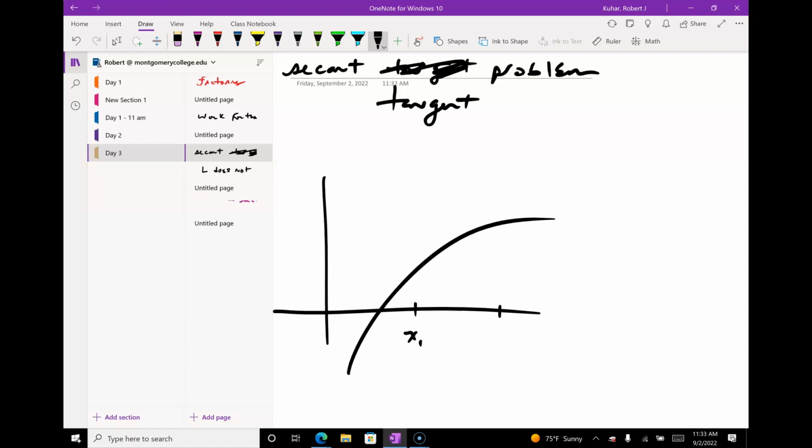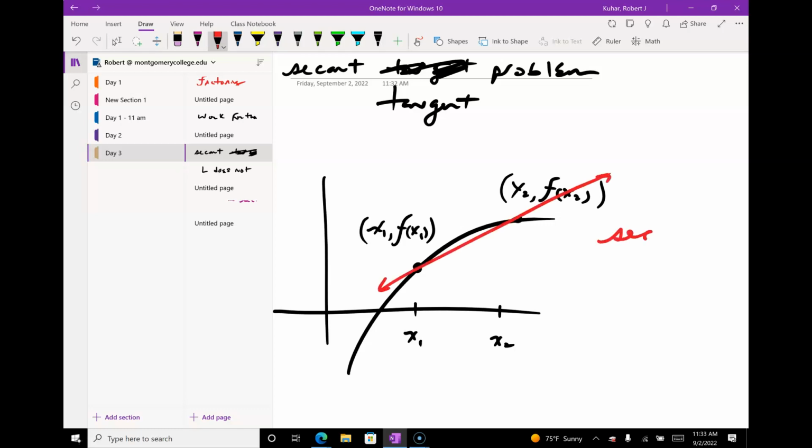So, we've done secant problems before in pre-cal, right? We have an x sub 1 and x sub 2 on our axis. And then, of course, we have x sub 1, f of x sub 1, right? x sub 2, f of x sub 2. And we're drawing the line between those 2 points to get what's called a secant line.